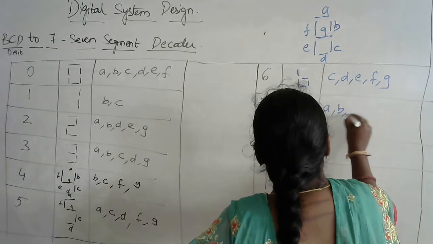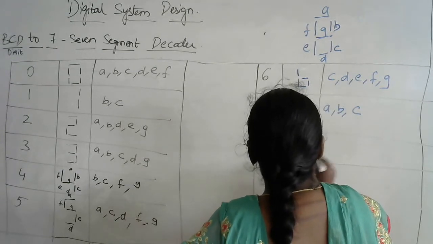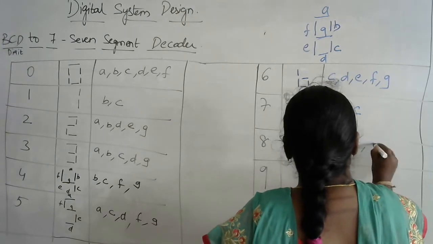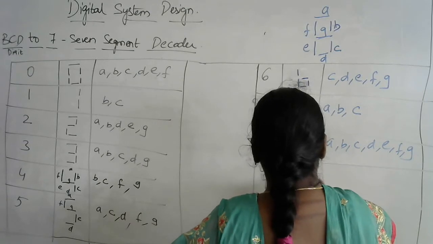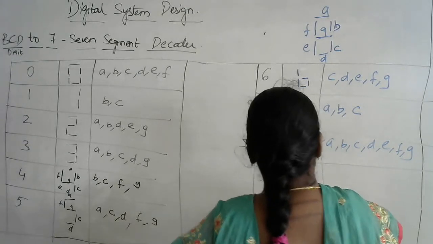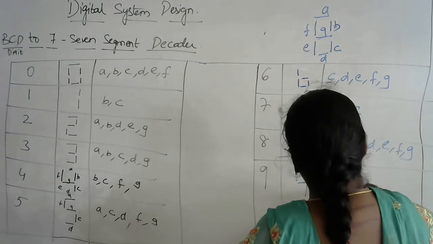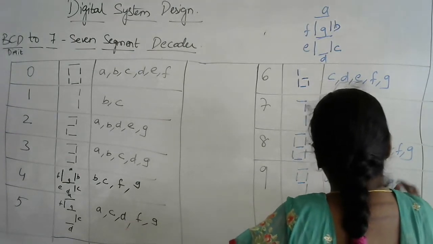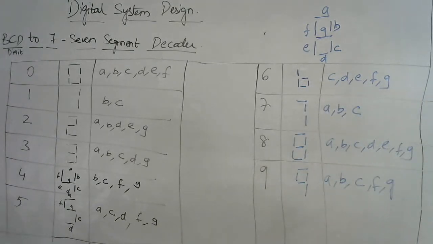A, B, C. For 8, it should cover all the things. So, A, B, C, D, E, F and G. For 9, this is A, B, C. D is not there, E is not there, F, comma G. So, this is how to write down the given BCD number with the 7 segment display value.